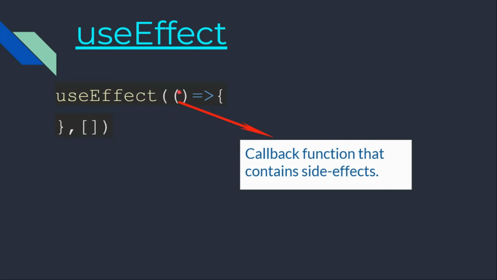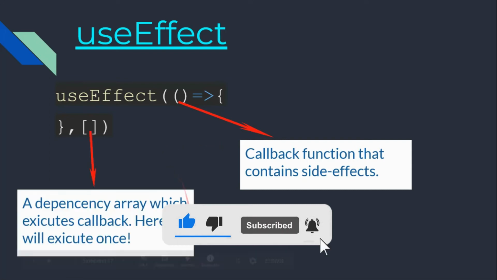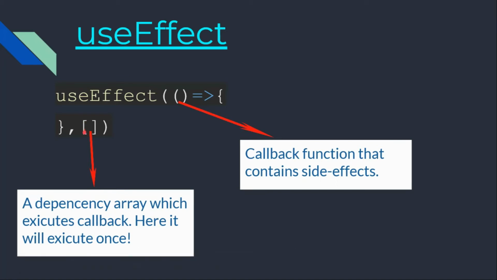So this thing is a callback function that contains the side effect. Okay, here inside the curly brackets, we have the side effects. We have generally the things that we want to change or implement. Right. Now, this is a dependency array which executes the callback. Here it will execute once because we have the array empty here.